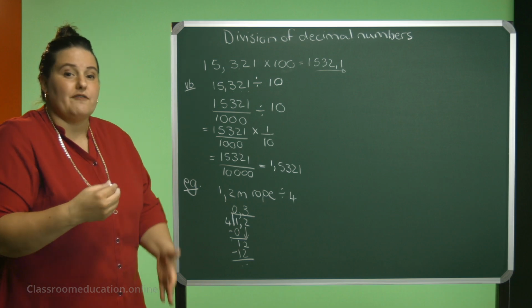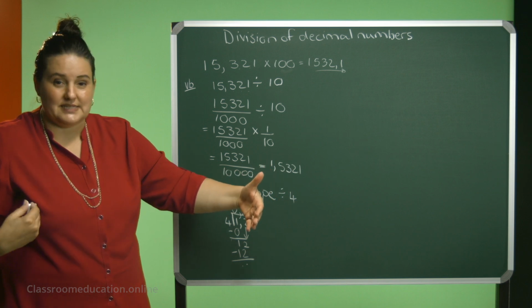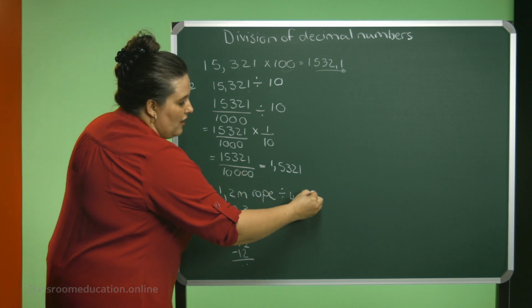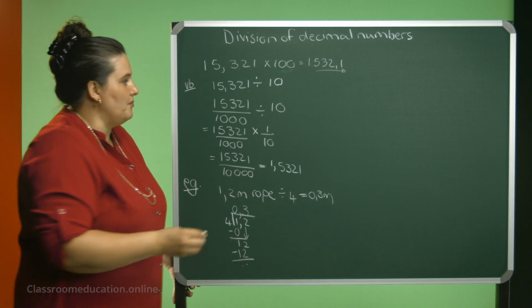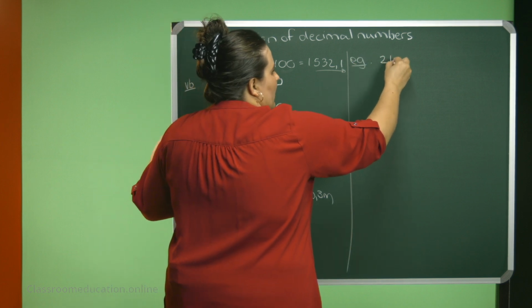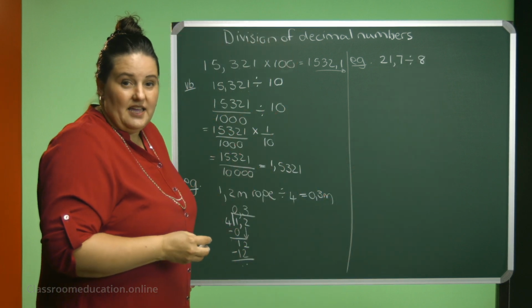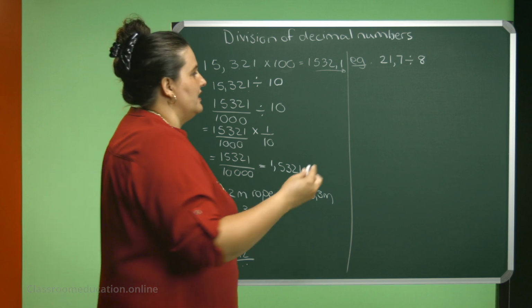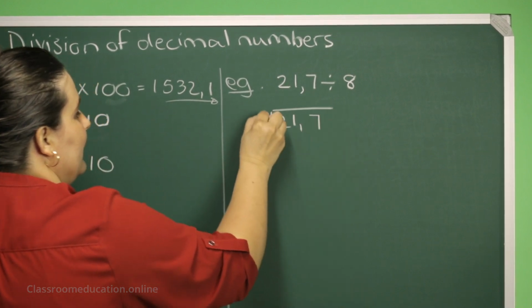Which means that if you have 1,2 meters of rope and you need to cut this in 4 equal pieces, the length of one piece will be 0,3 meters. Let's do 2 more examples. If I'm telling you 21,7 divided by 8 and I want that answer, how will you do that? Again, do it by using long division. So it is 21,7 divided by 8.